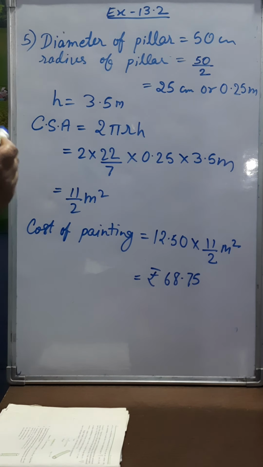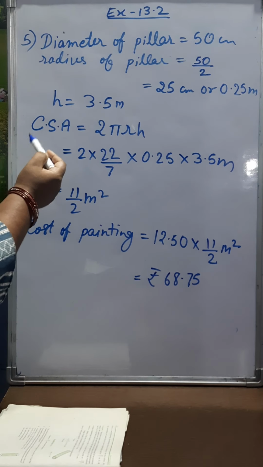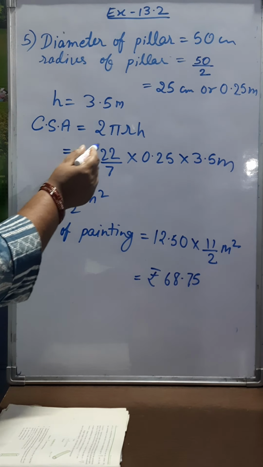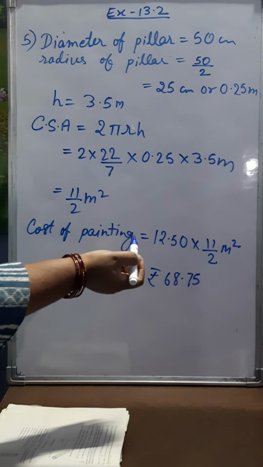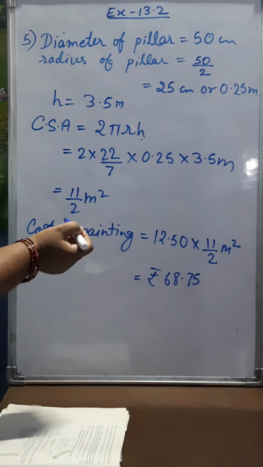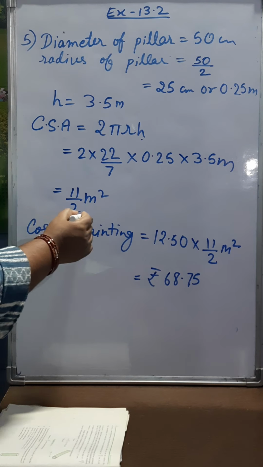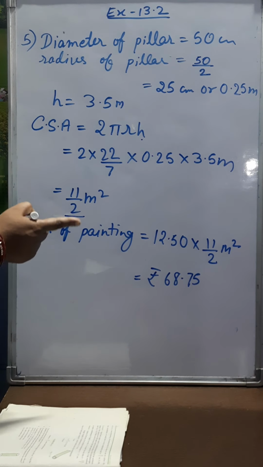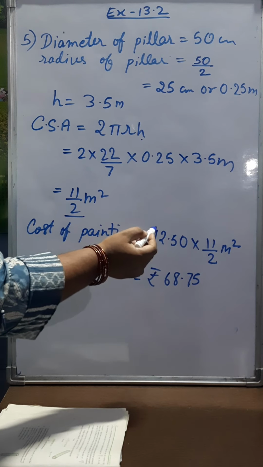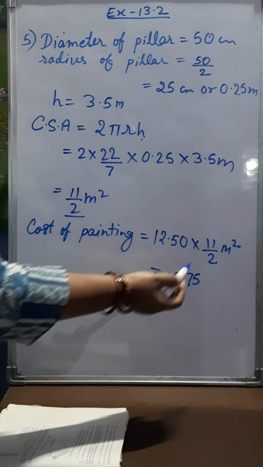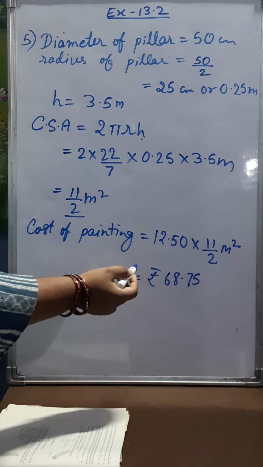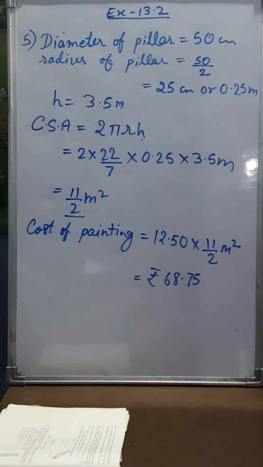We have to paint its curved surface area. So first let us calculate the curved surface area. It is 2 into 22 by 7 into 0.25, which is the radius, multiplied by 3.5 meter, which is the height. When you calculate it, you will get 11 by 2 meters square. The cost of painting is given as 12.50 rupees for each meter square, so it will be multiplied with 11 by 2. You will get rupees 68.75 for the cost of painting. Now let us move to question number 6.